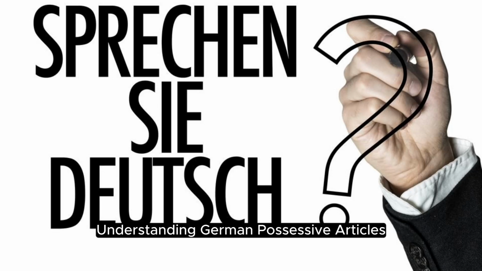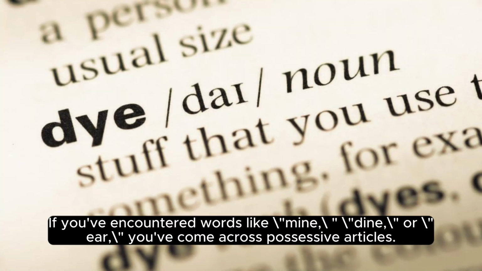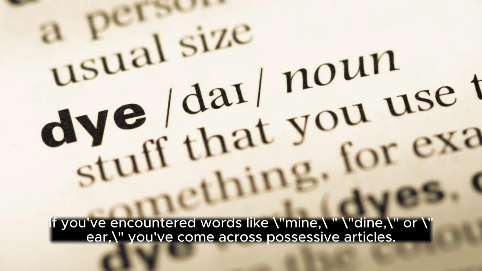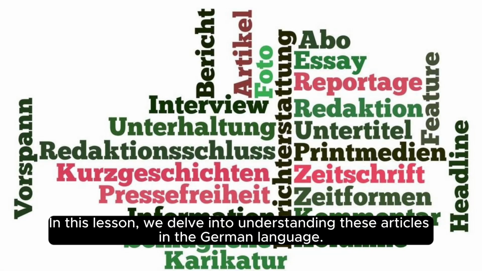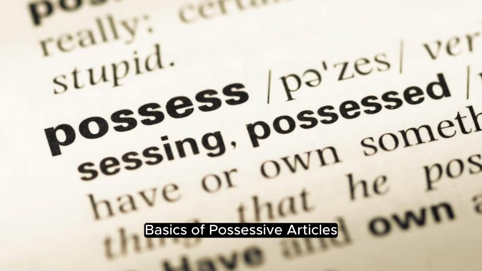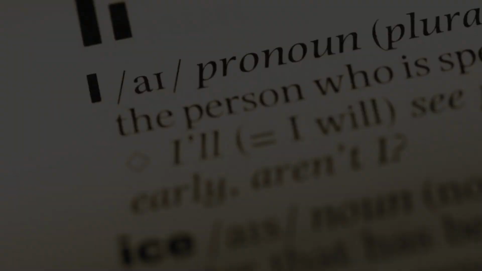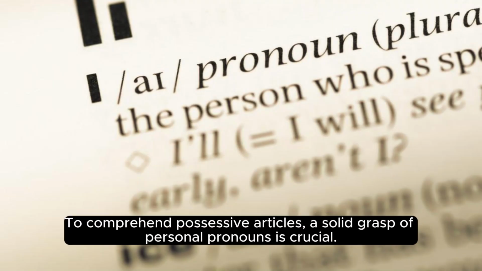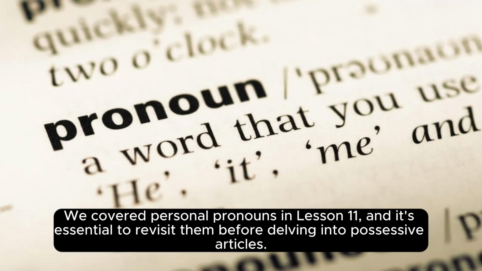Understanding German possessive articles. If you've encountered words like mein, dein, or ihr, you've come across possessive articles. In this lesson, we delve into understanding these articles in the German language. Basics of possessive articles. To comprehend possessive articles, a solid grasp of personal pronouns is crucial. We covered personal pronouns in Lesson 11, and it's essential to revisit them before delving into possessive articles.